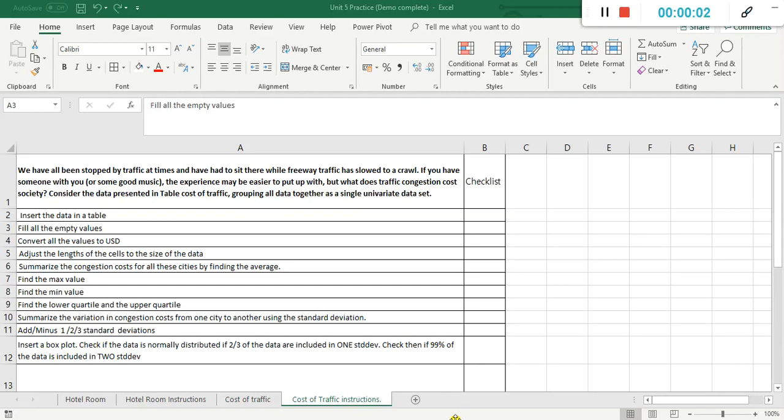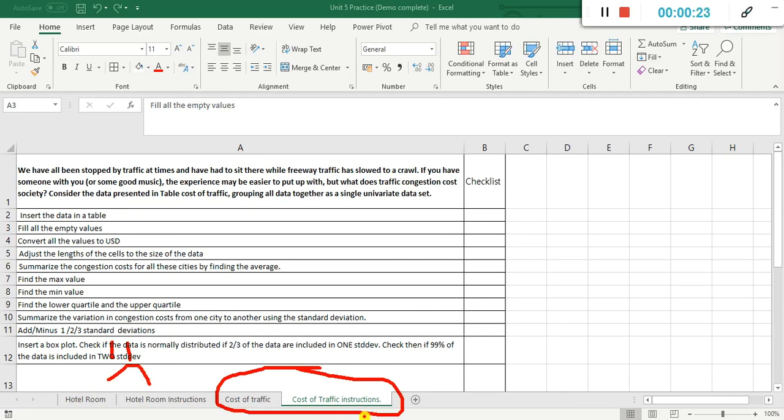Business Statistics Unit number 5. So this week we're going to be looking at the practice. This week is very interesting because first of all, you're going to do half of it with me, and the other half you're going to do on your own. Okay, hopefully it's not that difficult.